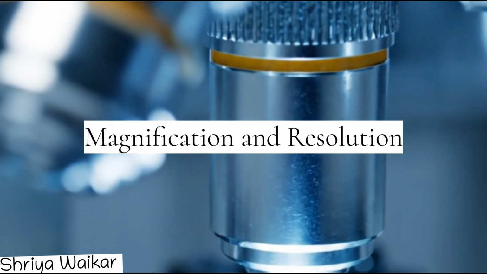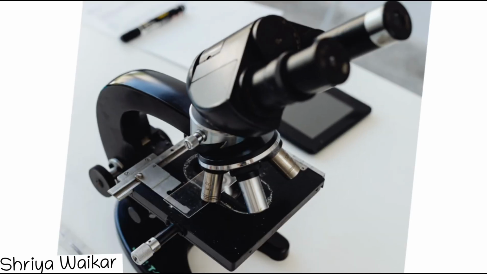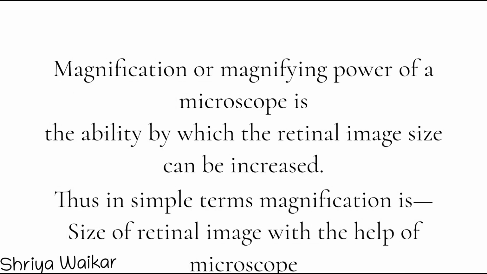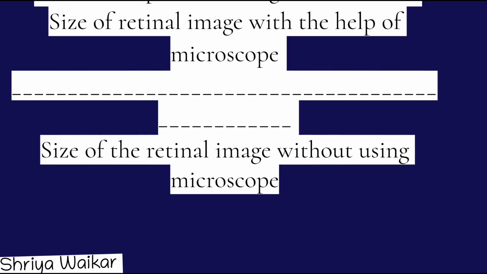So you know what magnification and resolution are. Let's understand the principle on which the techniques of the microscope are based. Two optical properties are extremely important for optical instruments like the microscope. One is the power of magnifying and the other is the ability to resolve. Magnification, or magnifying power, of a microscope is the ability by which the retinal image size can be increased. In simple terms, it is the size of the retinal image with the help of the microscope compared to the size of the retinal image without using a microscope.